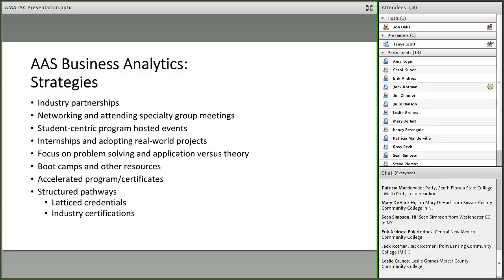And again, we have the accelerated program and certificates, as well as the structured pathways, where we have stacked and lattice credentials. And we also prepare students for industry certifications, namely the SAS-based programmer certification.